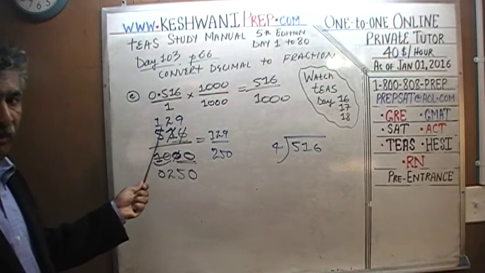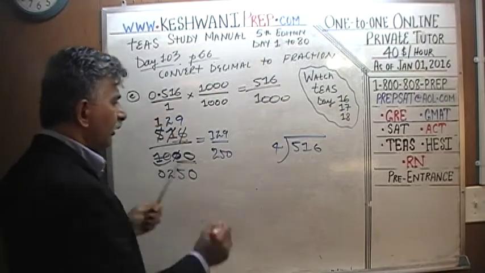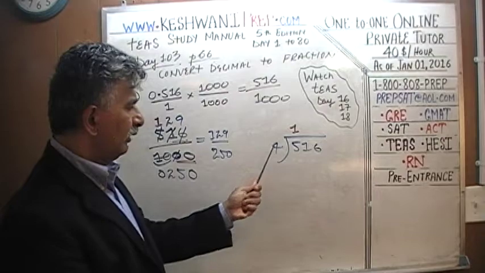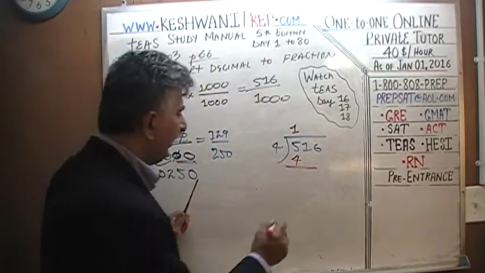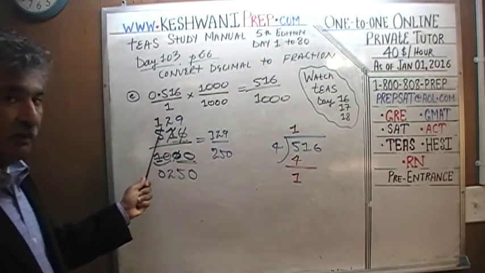How many 4s does 5 have? 5 has 1 4. 4 ones are 4. After we take away 4 from the 5, we have a remainder of 1.